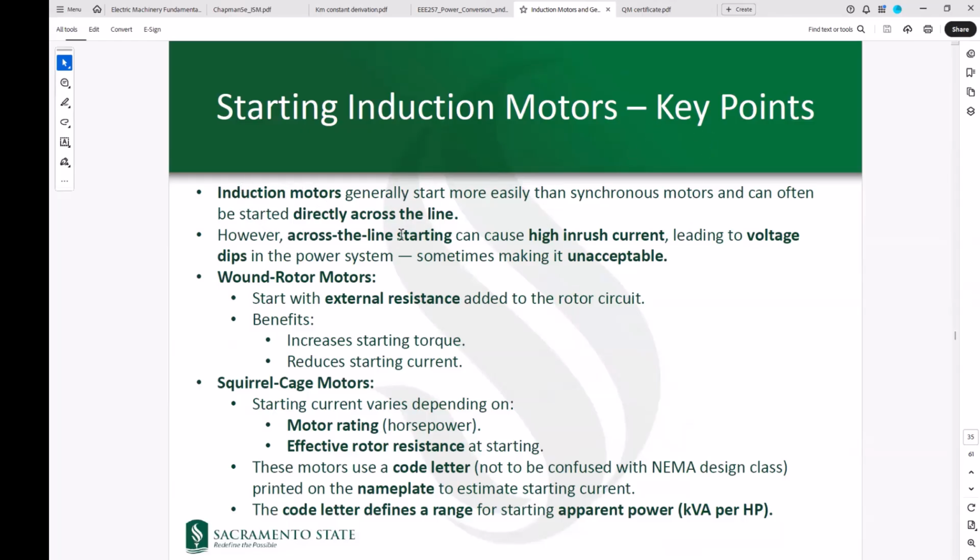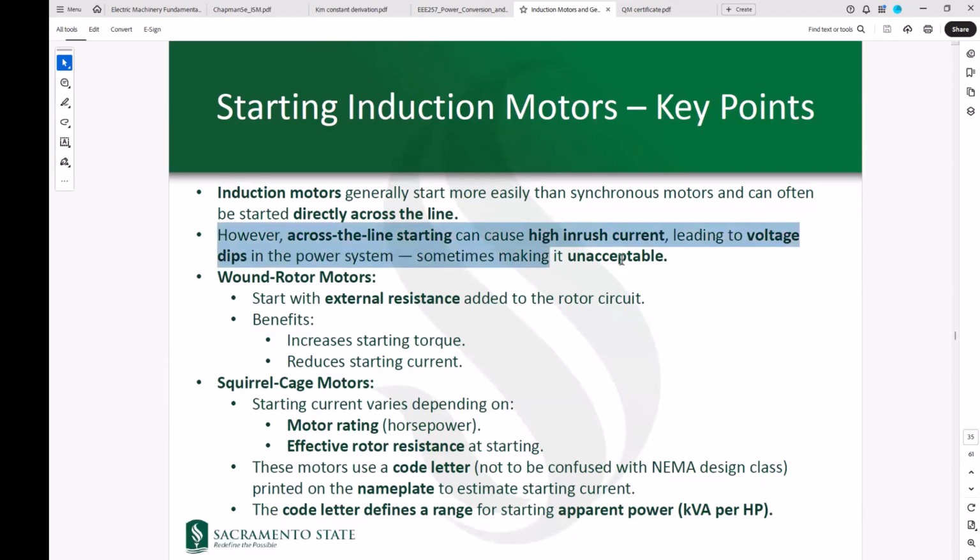Induction motors generally start more easily compared to synchronous motors and can often be started directly across the line. So in most cases, we can directly connect them to the line in order to start. However, due to some circumstances that result in high rush current, that can lead to voltage dips in the power system in the nearby loads, which sometimes can make it unacceptable.